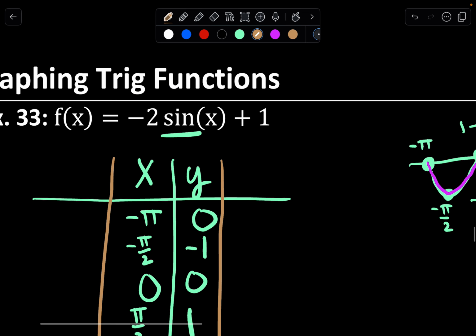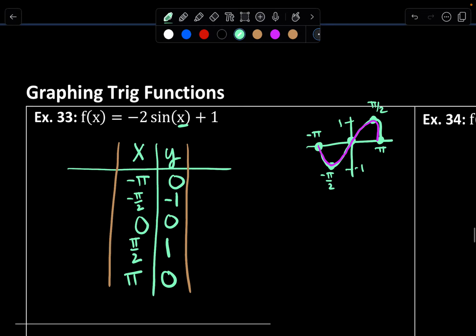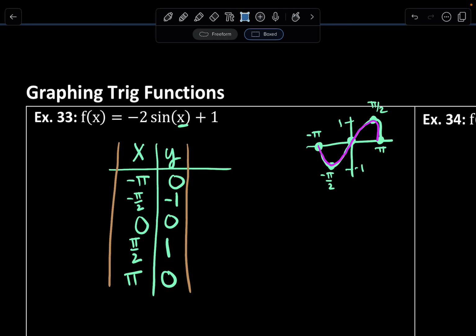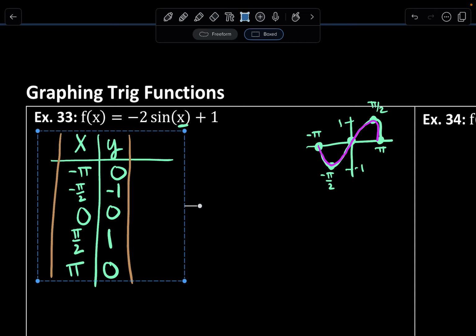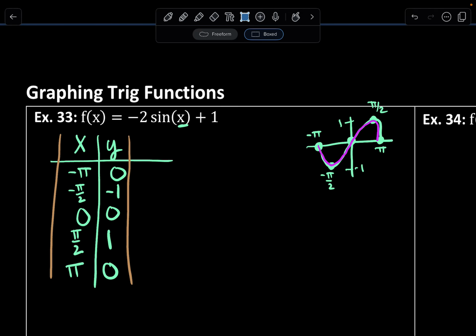So for this one, we can see that x is isolated. We do not see a b value. We do not see a c value. Therefore, there are no input transformations. There are no domain transformations. So I'm going to go ahead and move this over a little bit. That way we have more space.